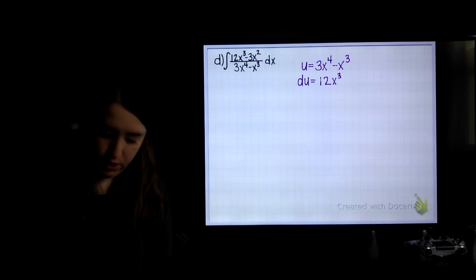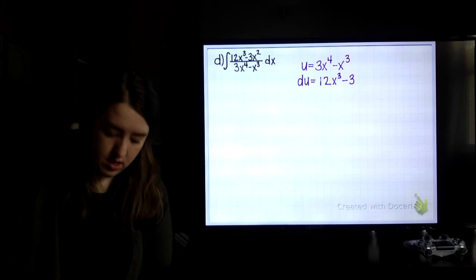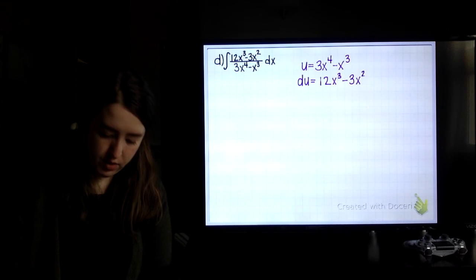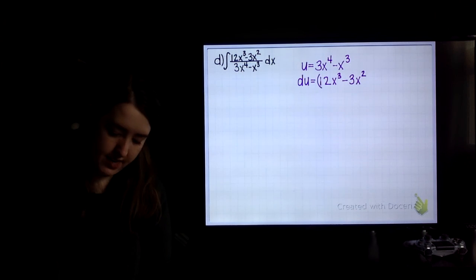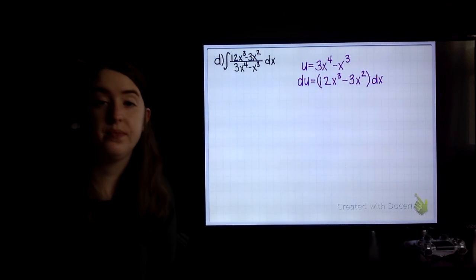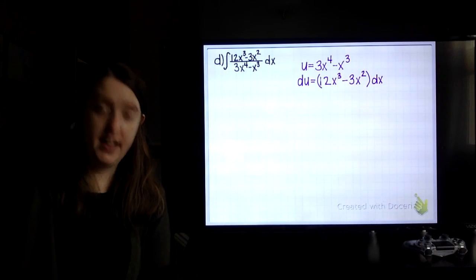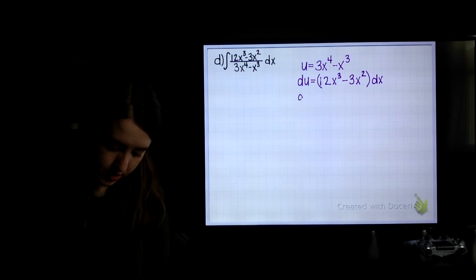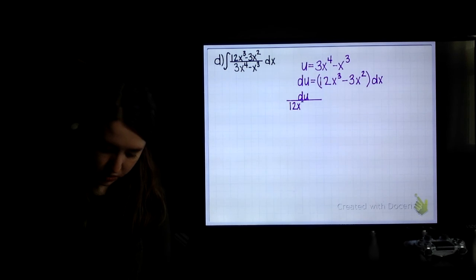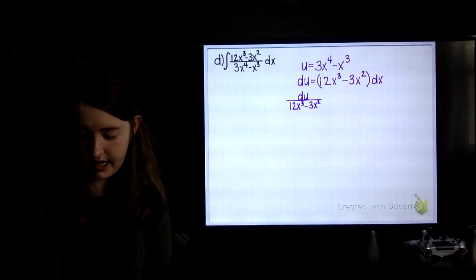12x cubed, minus, bring down the 3, subtract, all of that dx. So to get dx by itself, we have to divide. So du over 12x cubed minus 3x squared equals dx.